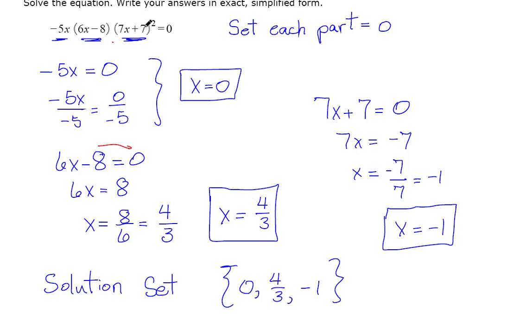My other piece, 7x plus 7, set that equal to 0. Move the plus 7 to the right, which makes it a minus 7. And then divide both sides by 7, and I get x is minus 1. So my solution set consists of these three numbers.